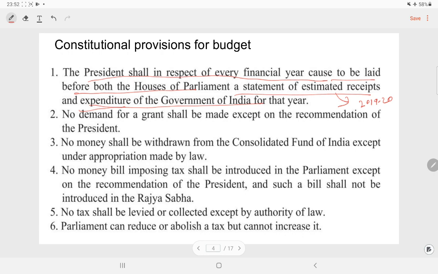And in this, no demand for grant shall be made except on the recommendation of the President, meaning until the President says that we will acquire some grants also.